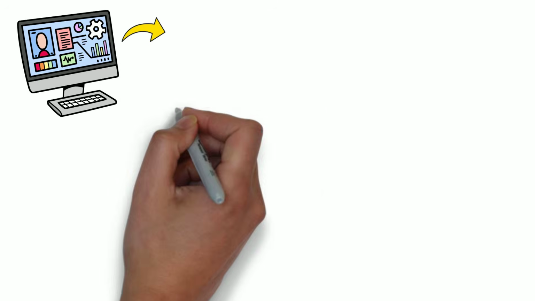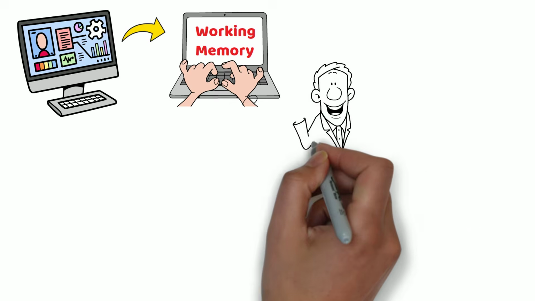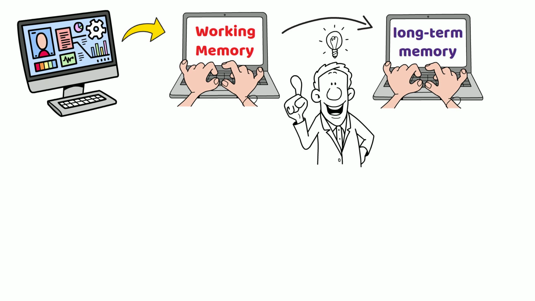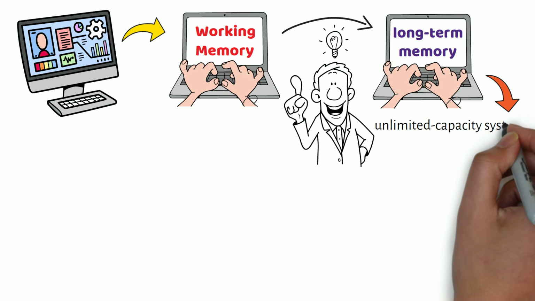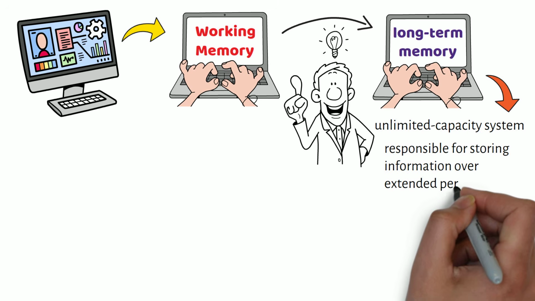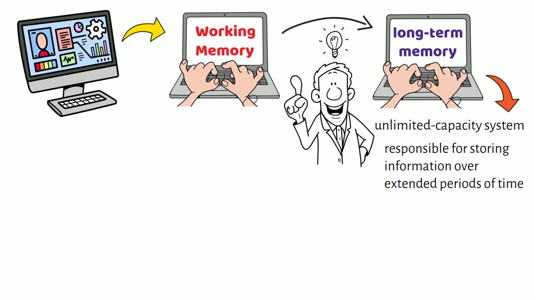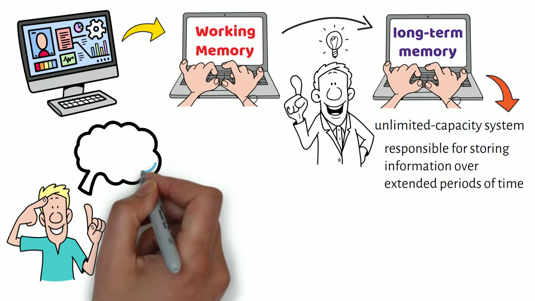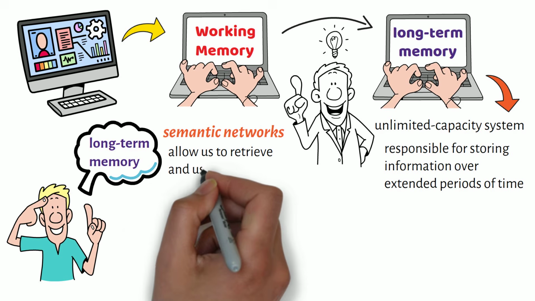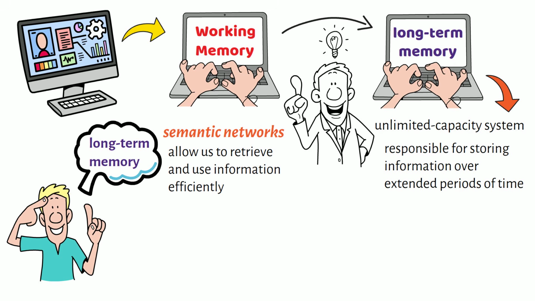If information in working memory is deemed important, it is then transferred to long-term memory. Long-term memory is an unlimited capacity system that is responsible for storing information over extended periods of time. Information in long-term memory is organized into semantic networks, or interconnected sets of knowledge structures that allow us to retrieve and use information efficiently.